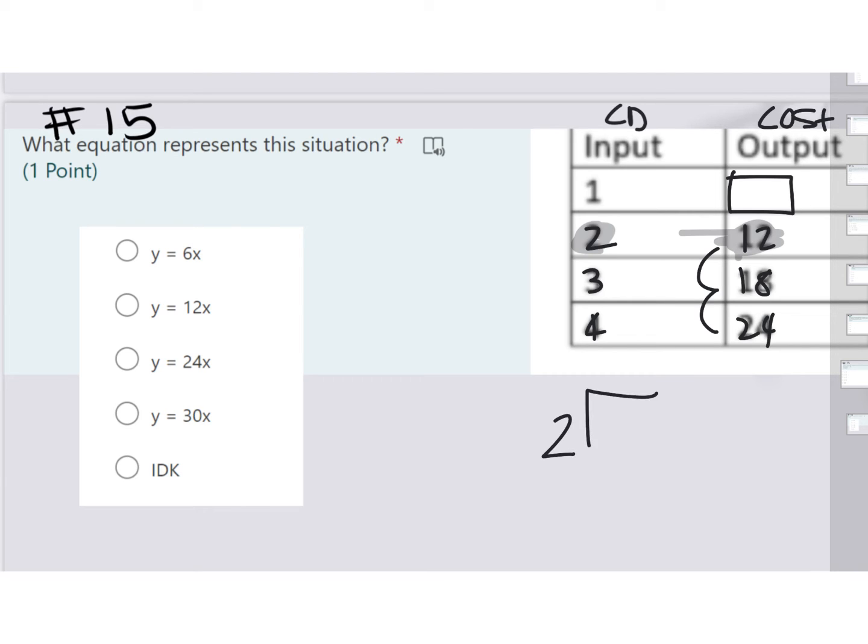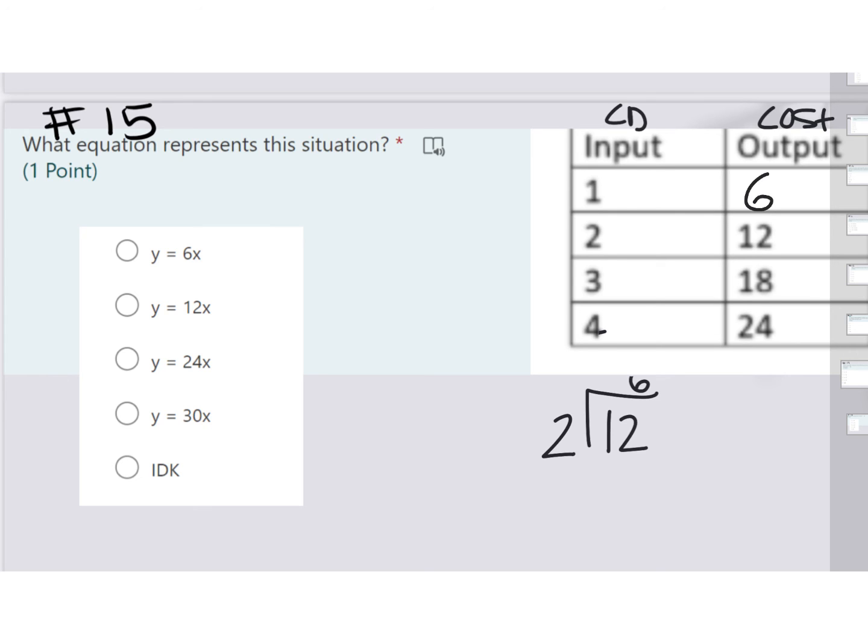You could just divide 2 into 12 and see that it's 6. Same thing with 3 into 18 and 4 into 24. It costs $6 for one CD. So this top, where our input is 1, is our unit rate. Let me erase some of this. Where our input is 1, that is our unit rate.